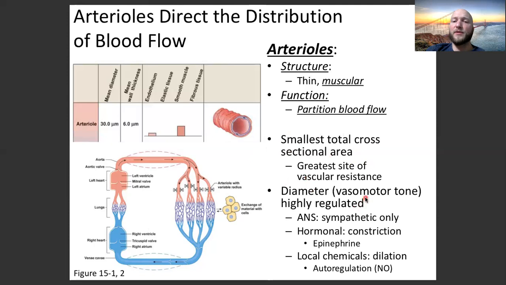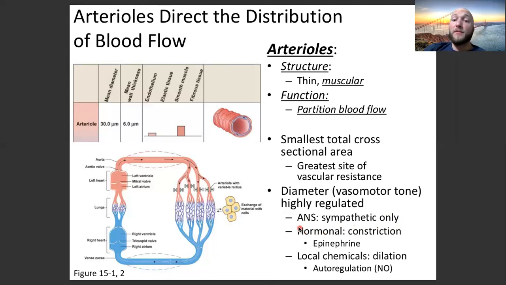The diameter is highly regulated by vasomotor tone. So vaso meaning vessel, motor like muscle, tone like there's a level of contraction, and it can relax or contract all the time. Right here, put some stars around this: sympathetic innervation only. Arterioles are innervated by the sympathetic nervous system only, not the parasympathetic.